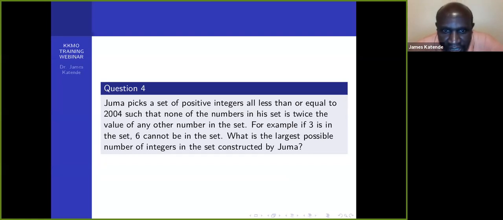So this one might require a little more thinking. Let's see how it goes. Juma picks a set of positive integers, all of them less than or equal to 2004, such that none of the numbers in his set is twice the value of any other number in the set. For example, if 3 is in the set, 6 cannot be in the set. The question is, what is the largest possible number of integers in the set constructed by Juma?